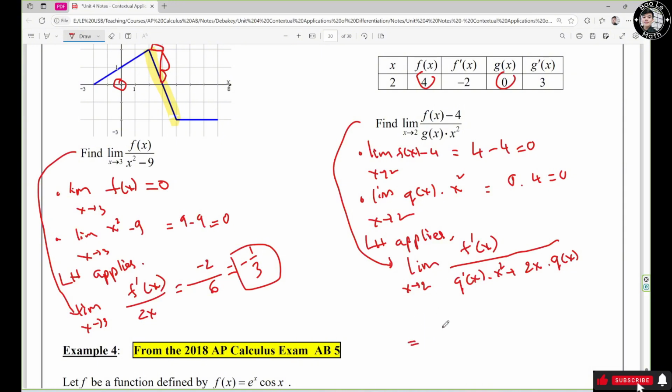So it's going to be f prime of 2, which is -2, over g prime of 2, which is 3, times 2 squared plus 2 times 2 times g of 2, which equals 0. So the answer is -2 over 12. So it could be -1 over 6.